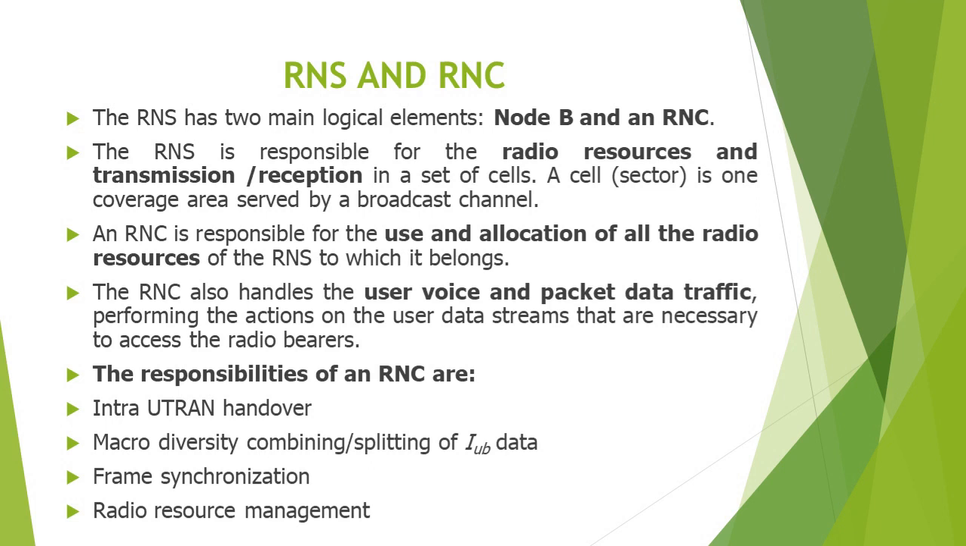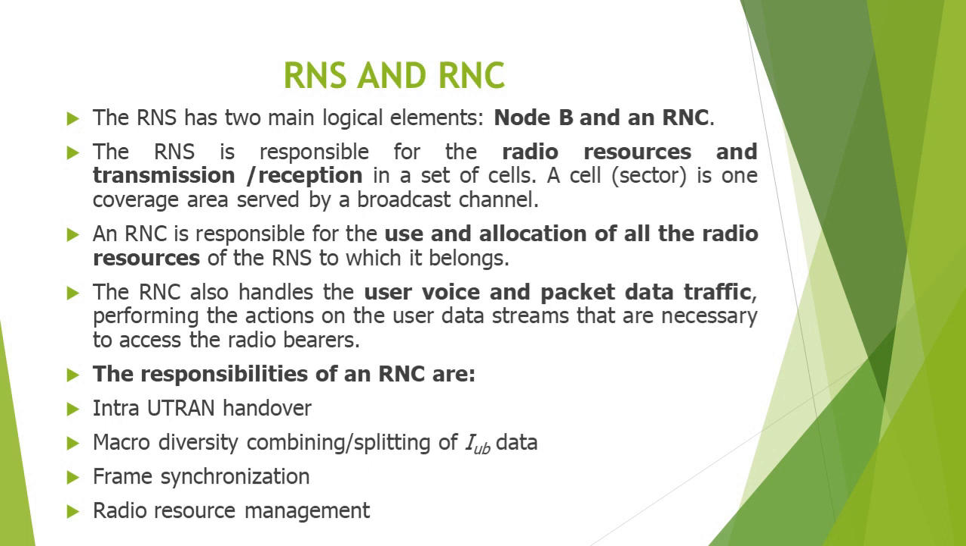The radio network subsystem is responsible for maintaining the radio resources, that is, whichever information is transmitted and received through free space with a set of cells. We know the cellular system concept, where cellular networks follow a hexagon shape. In the hexagon shaped cell sector, we can have a base station along with a mobile switching center, such that we can transmit and receive information through the antenna. So the RNC is responsible for the use and allocation of all the radio resources of the RNS it belongs to.